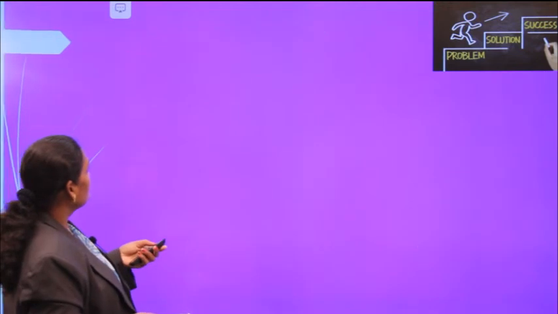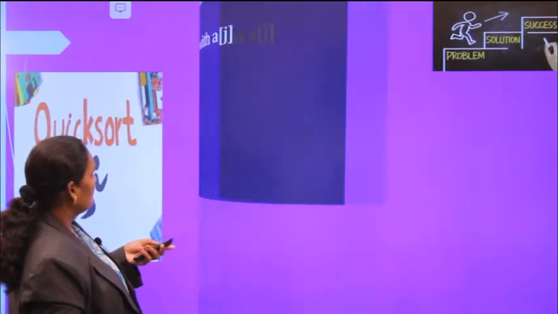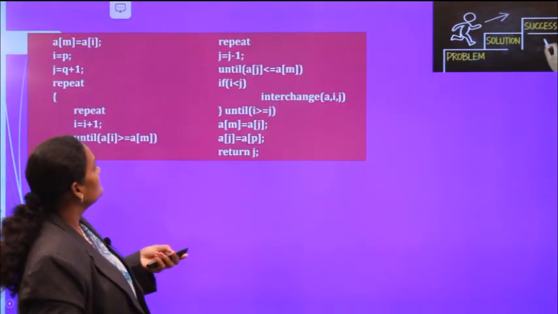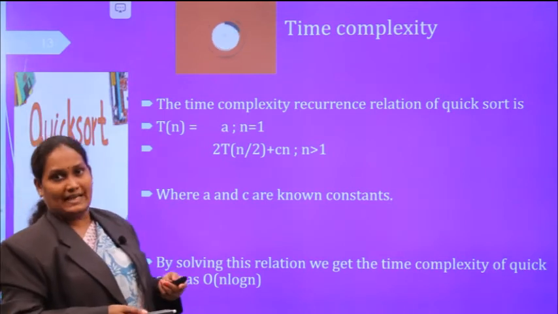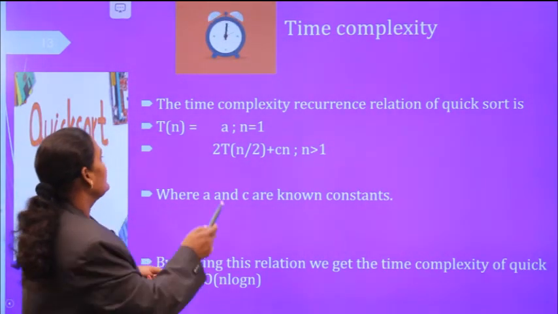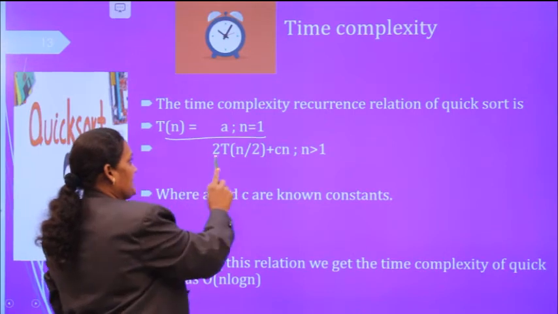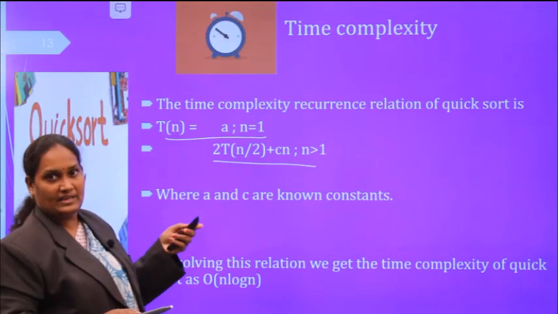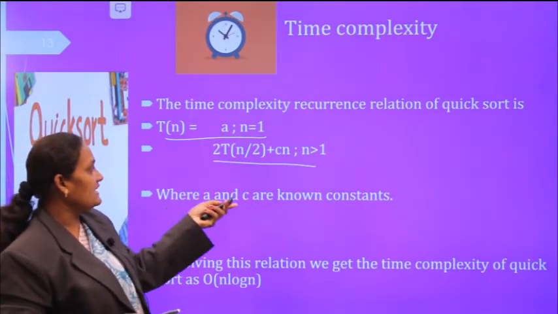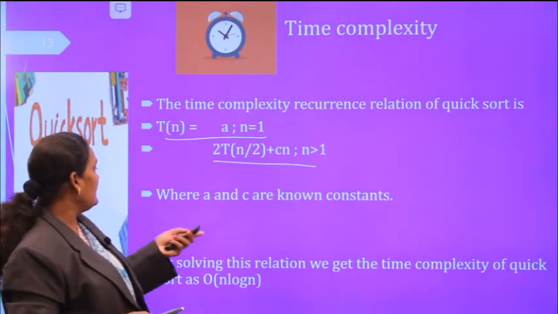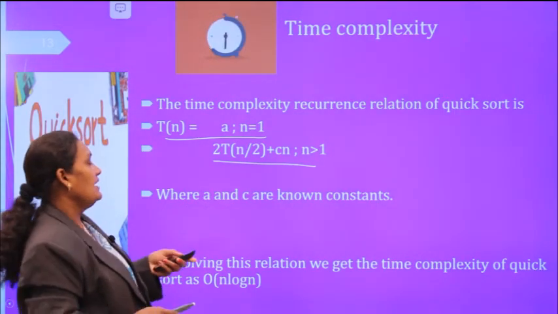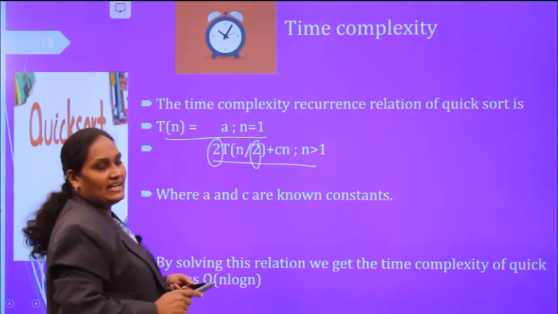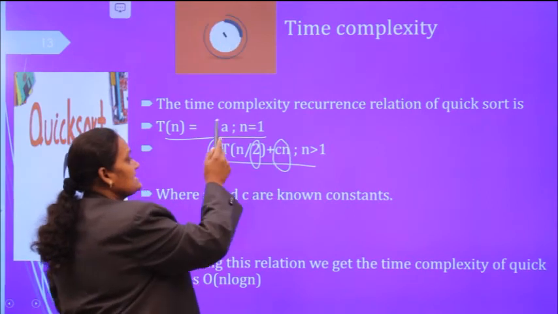Now coming to the time complexity of quicksort. Here the time complexity recurrence relation can be represented like this: T of n is equal to a when n is equal to 1, and 2T of n by 2 plus cn when n is greater than 1. Here a and c are constants. I already told you in the previous class, here the a value is 2 and the b value is 2. F of n value is cn.